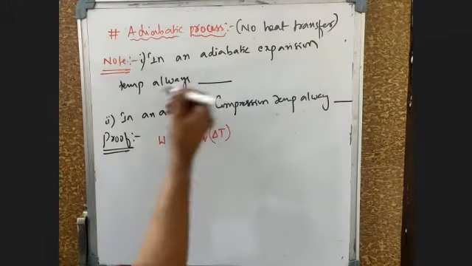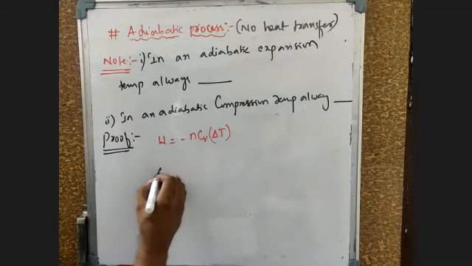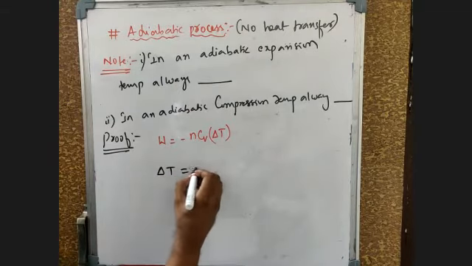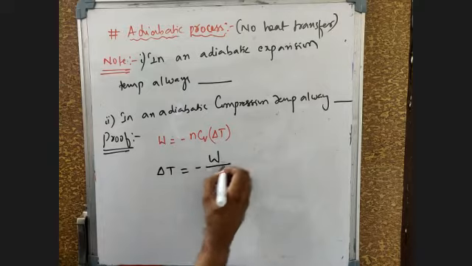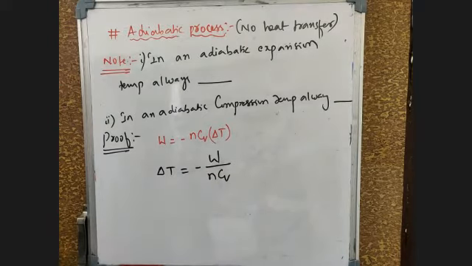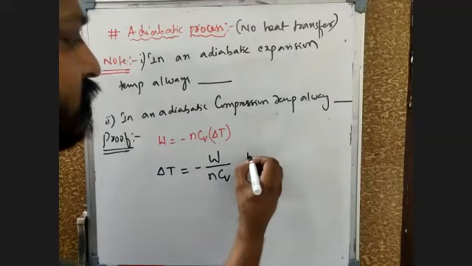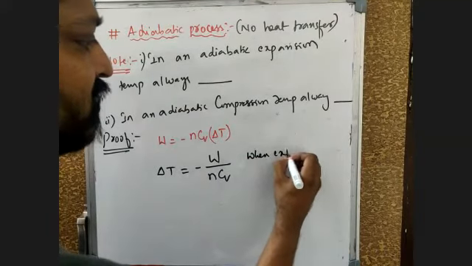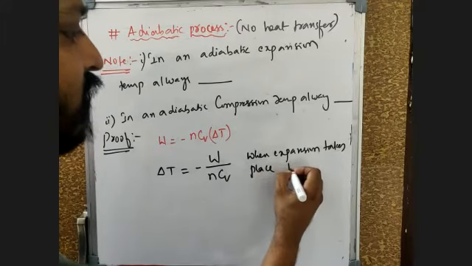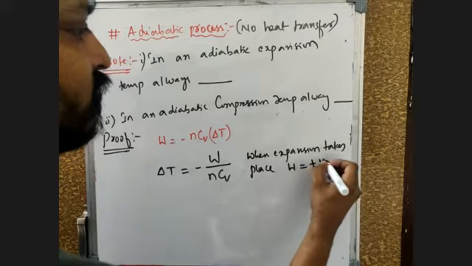In adiabatic expansion, what is happening to temperature? Delta T will be equal to minus W by n Cv. When we talk about expansion, what is happening to the volume? When expansion takes place, volume increases. So when expansion takes place, work done will be positive.